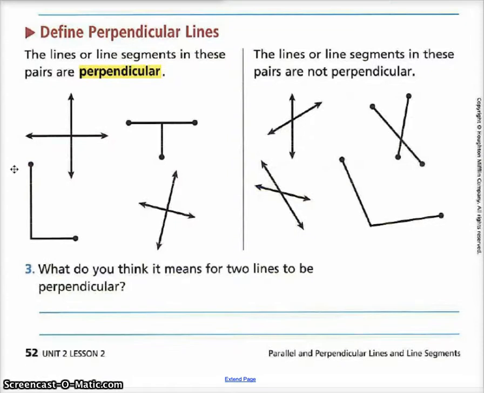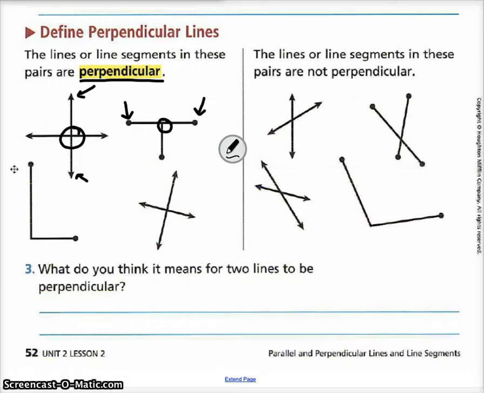So now, friends, we're moving on to perpendicular lines. So it says the lines or line segments in these pairs are perpendicular. I'm looking at that word perpendicular, and I'm thinking about what we just talked about with parallel lines. I'm noticing that these lines would not be considered parallel because it looks like they are crossing, whether they're a line segment like here, because they do not have arrows, so I know that they are not going on forever, or if they're lines.